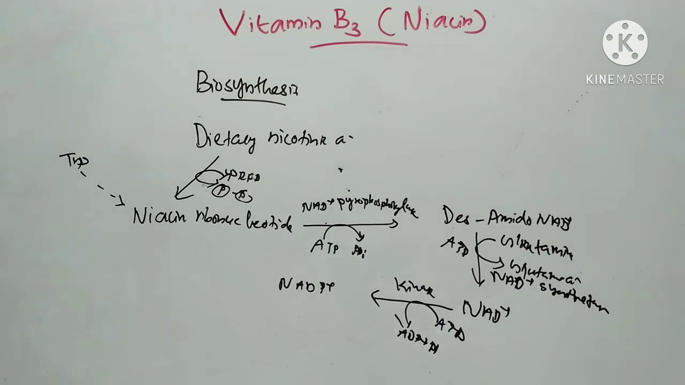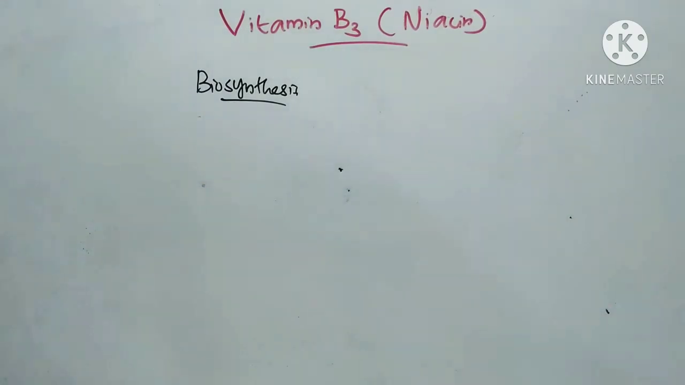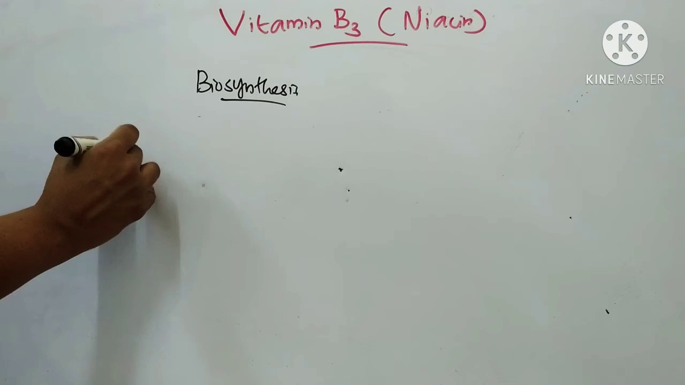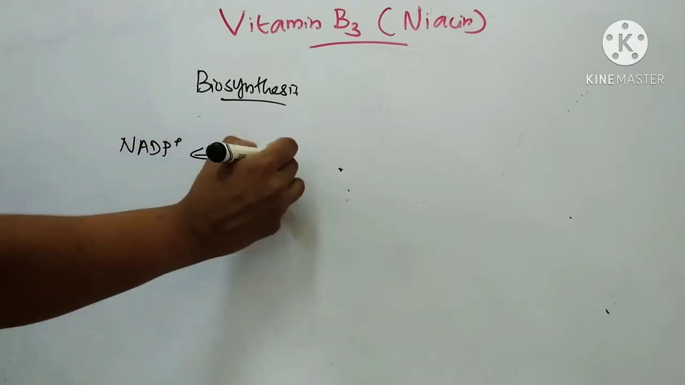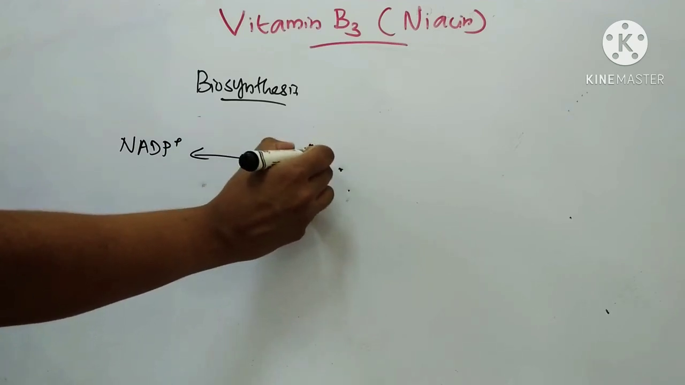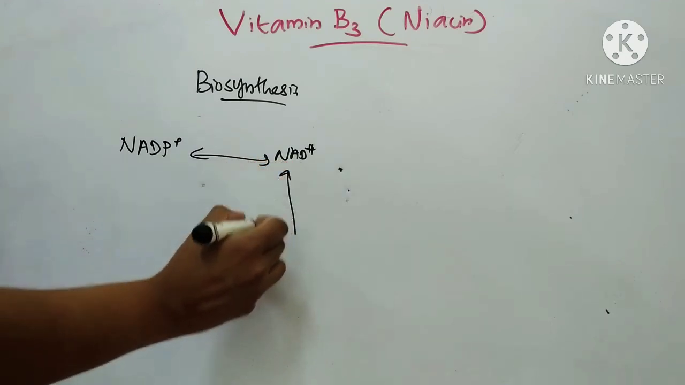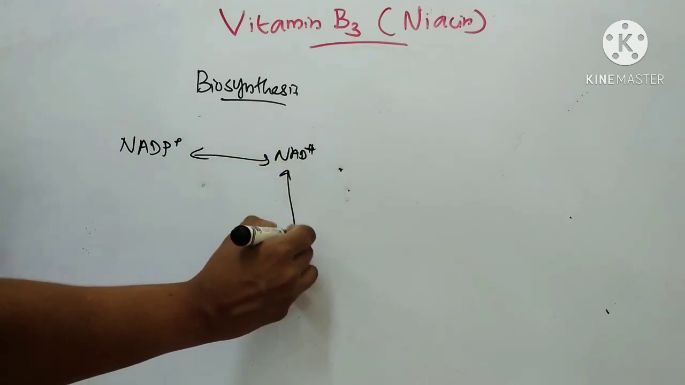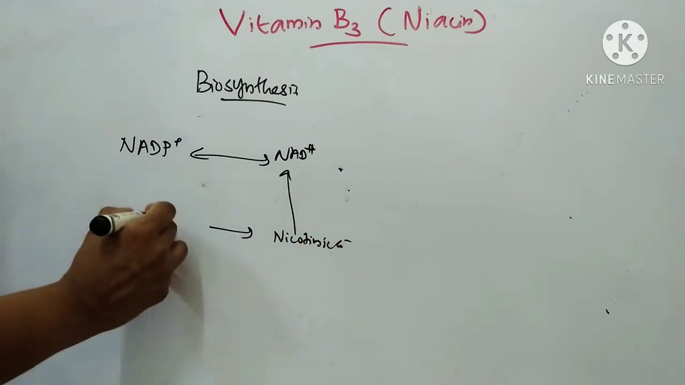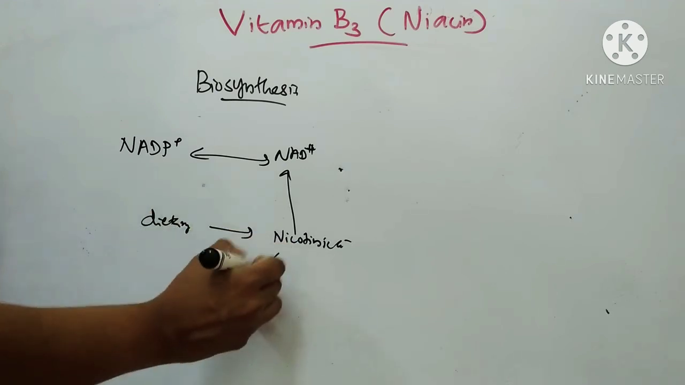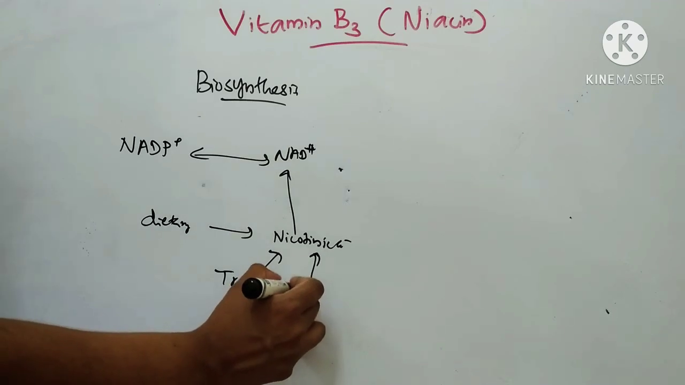Then coming to degradation of NAD plus, NADP plus irreversibly gives NAD plus. This NAD plus can be from nicotinic acid. This nicotinic acid is from dietary sources, then from tryptophan, then from intestinal bacterial synthesis.